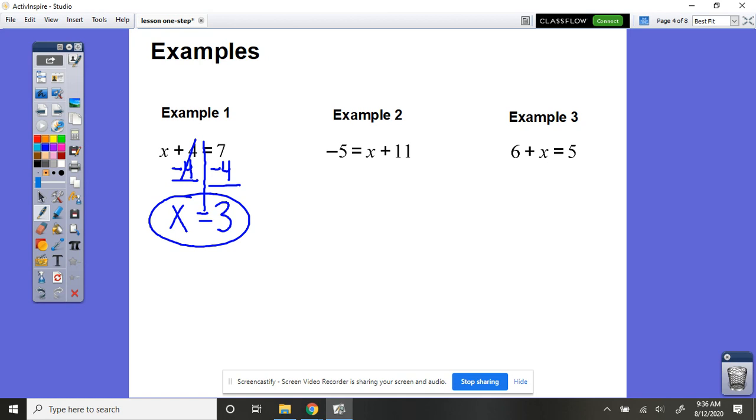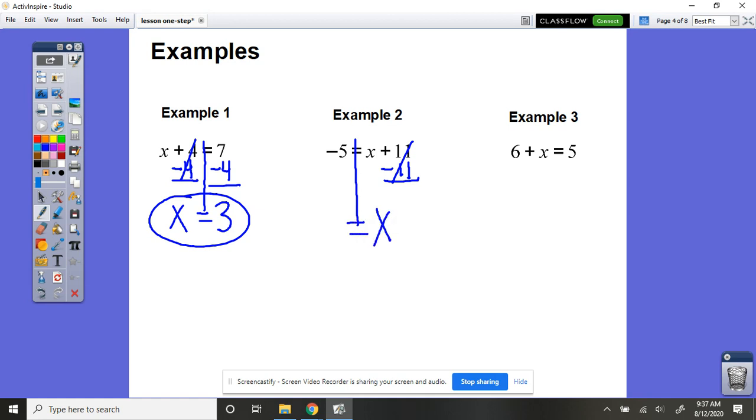Let's try example 2. Example 2 says negative 5 equals x plus 11. So again, I'm going to draw a balance line to separate left side, right side. This time, my variable is on the right side of the problem. On the right side, you will see x plus 11. I need to cancel the plus 11. So I'm going to subtract 11, which will cancel it, which then allows me just to have x on this side, which is what I want.